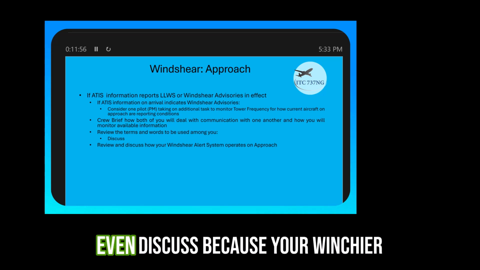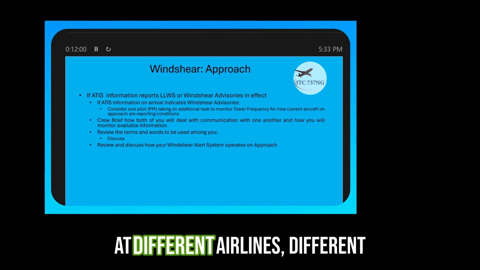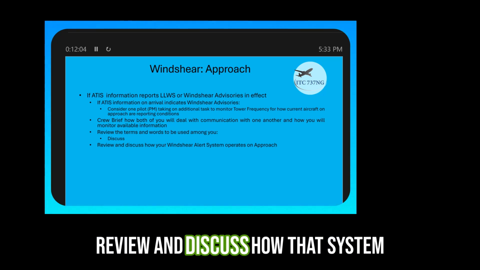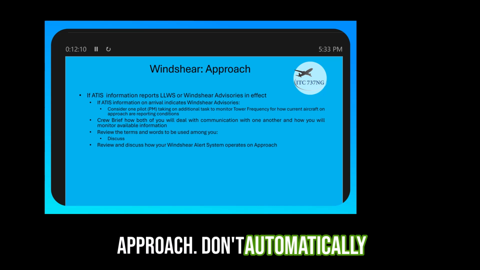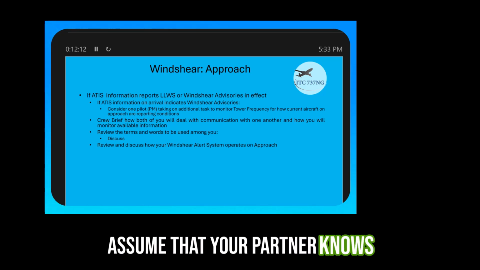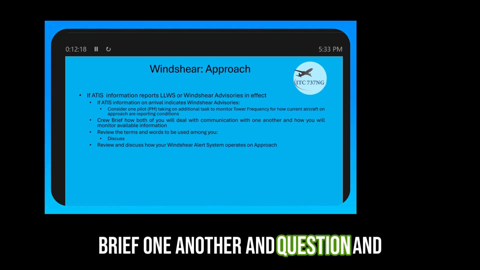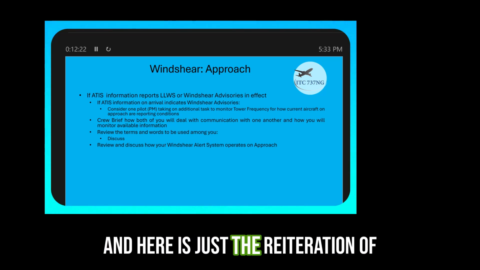Review and even discuss your windshear alert system, because it may be different at different airlines, different airplanes. Make sure that you review and discuss how that system operates when you're making an approach. Don't automatically assume that your partner knows how the system operates. It's a good idea to brief one another, and question and discuss how the system operates.